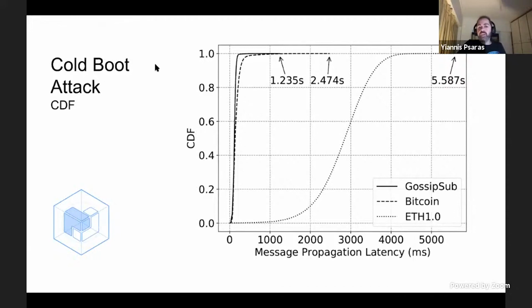We have the cold boot attack, which is a very interesting attack. What we simulated here was that Sybil nodes join the network before even honest nodes join the network. It's a very tricky attack because Sybil nodes join the network, connect to everyone else, and form the mesh before the honest nodes connect. We see again that other protocols are very much affected, whereas Gossipsub increases the propagation time a little bit, up to 1.2 seconds, but in all cases well below the 6-second threshold.